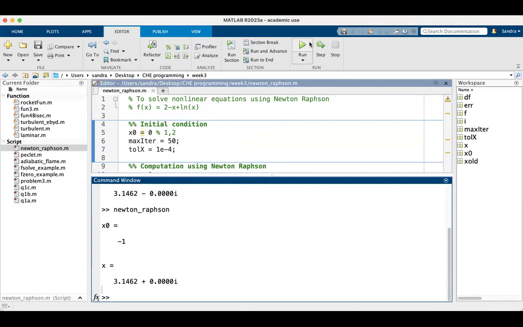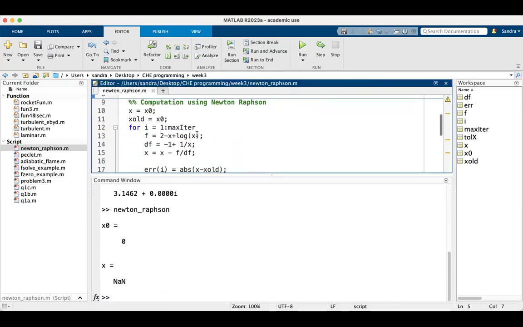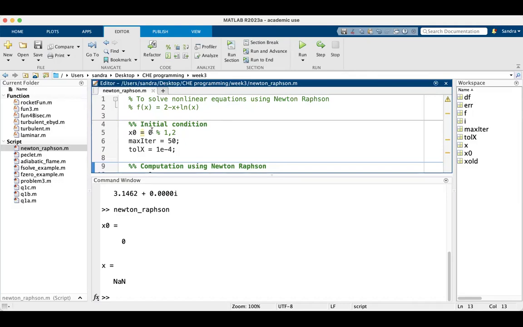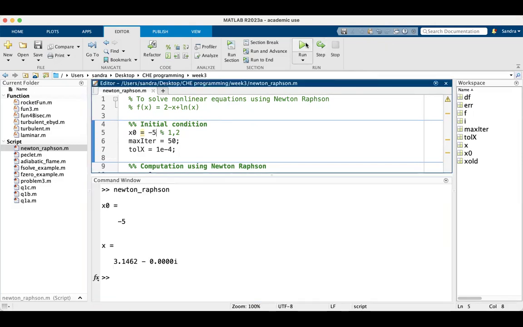Let me give 0. Okay, that is not applicable because you have log 0, which you don't have. Okay, again, giving minus 5. Okay, so here in this question, whatever initial guess you gave, that is giving you the 3.1462 itself.